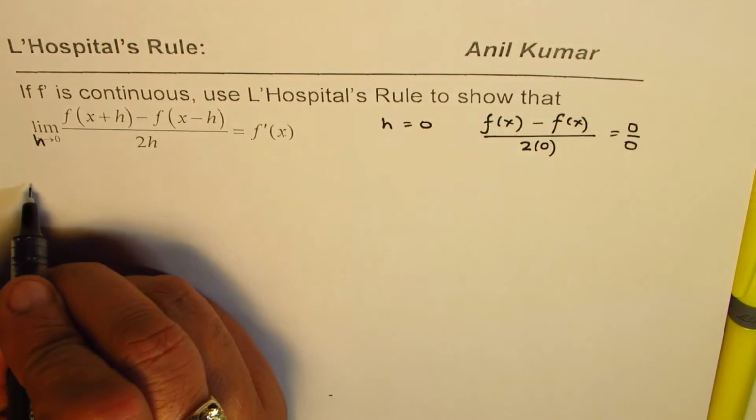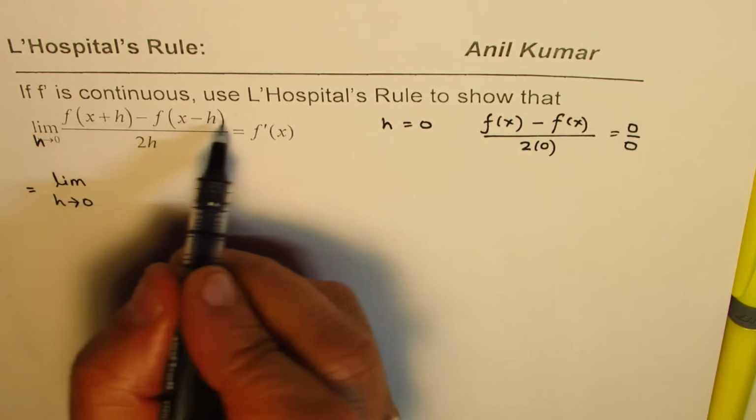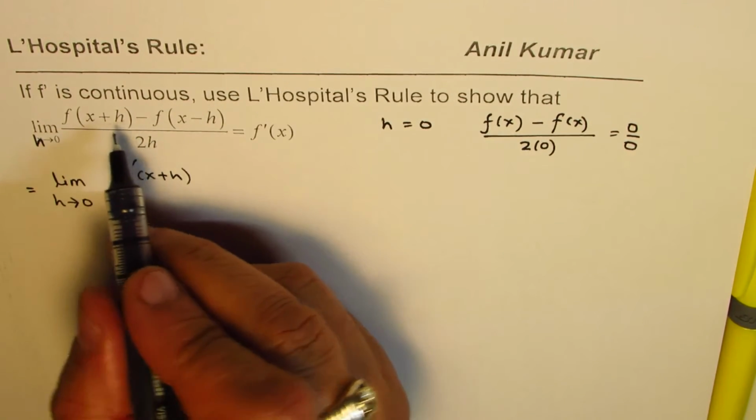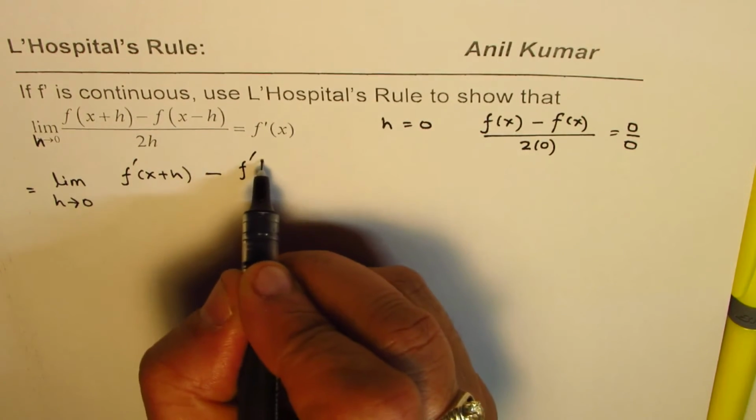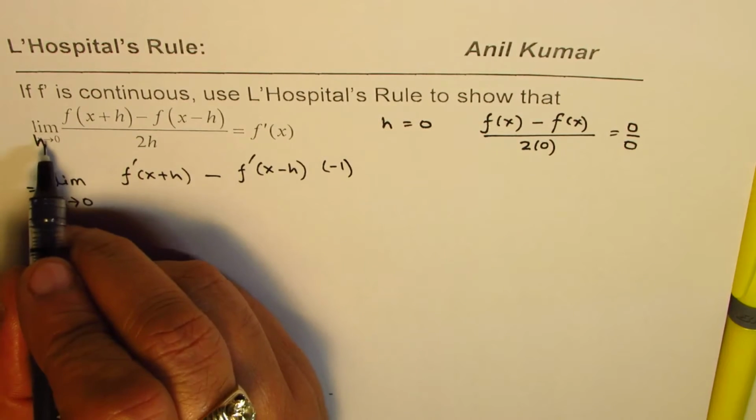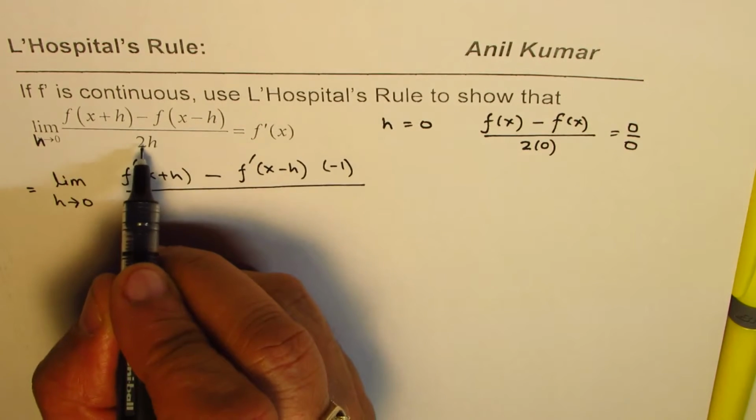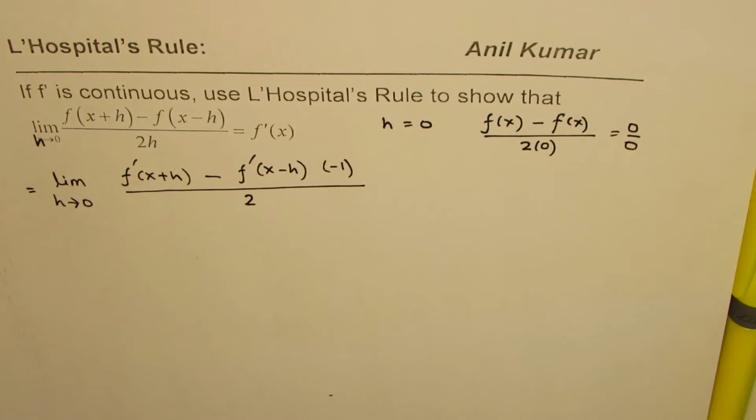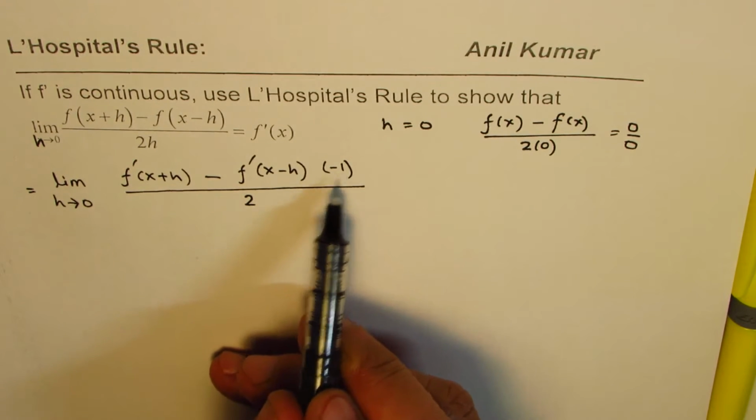And therefore, I could write this expression as the limit as h approaches 0, and the derivative of this will be f'(x+h) times 1, of course, and minus f'(x-h), but this will be times minus 1, since we are differentiating with respect to h. Divided by the derivative of 2h, which is 2. So we get f'(x+h) minus f'(x-h) times minus 1, divided by 2.